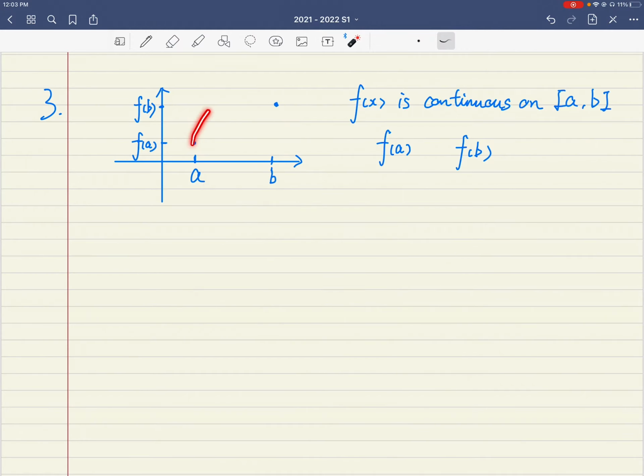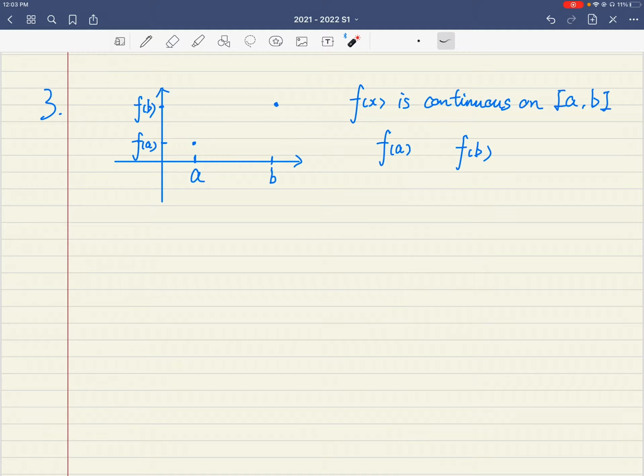Let's say you draw the curve like this. You see, f(A) to f(B), they are covered in this part. You draw the curve even like this, you can see all the values between f(A) and f(B) are covered somewhere in the function. So that's what this theorem is talking about. Why? Because f(x) is continuous. That's the most important thing.